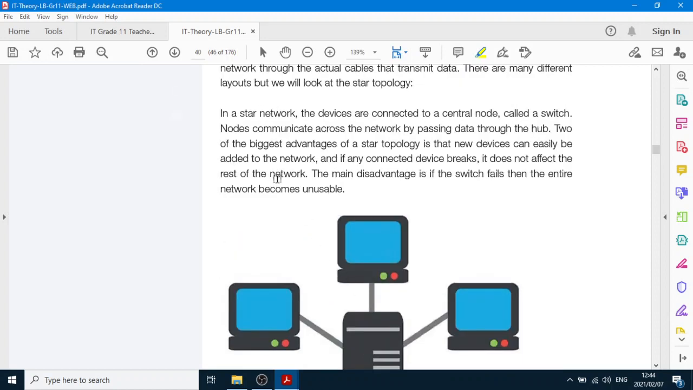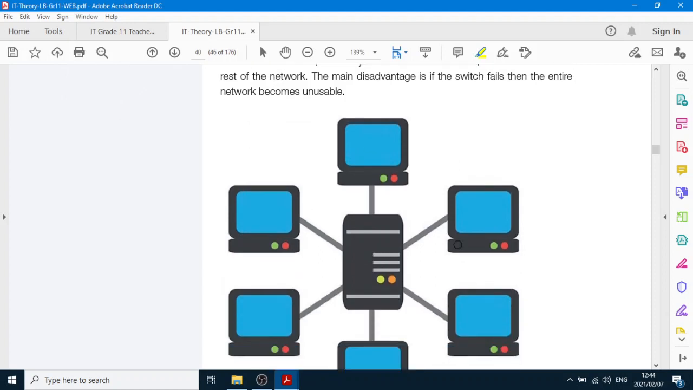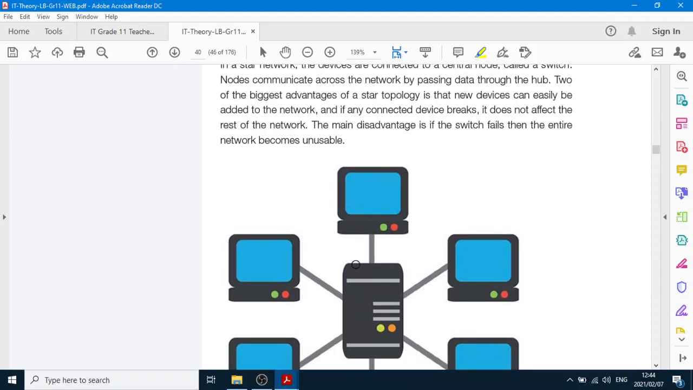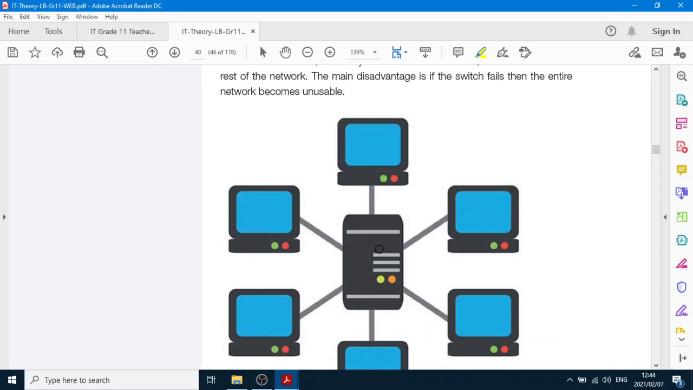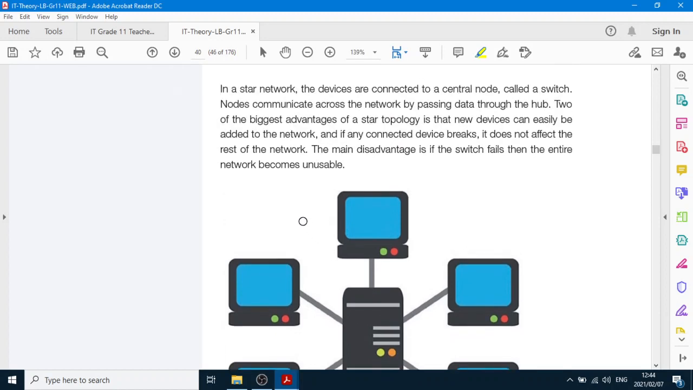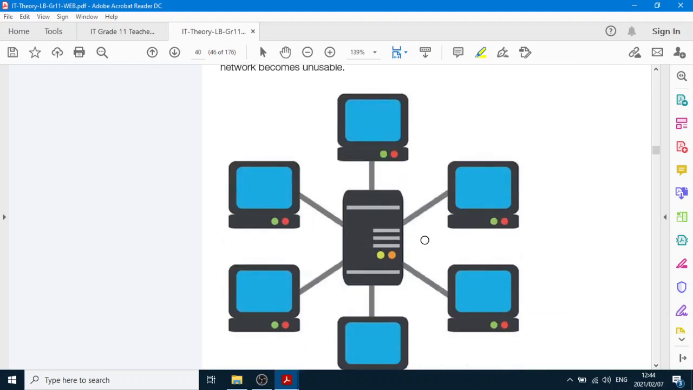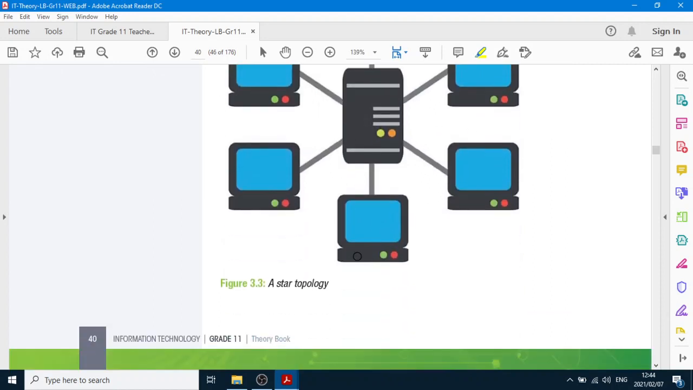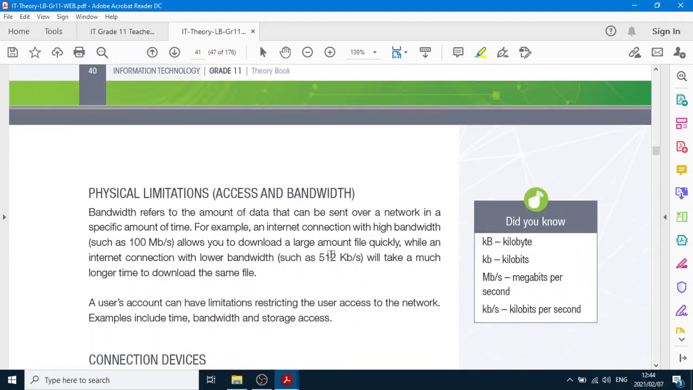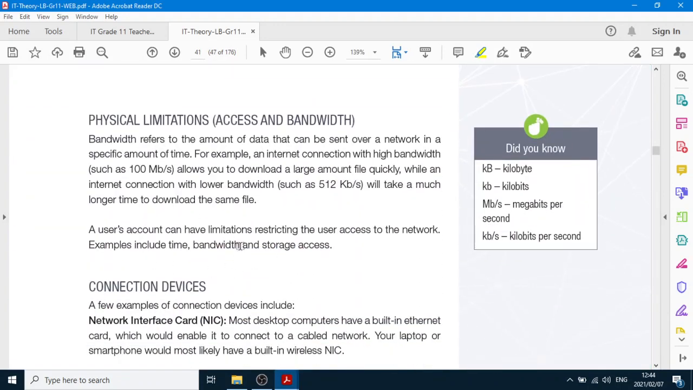And what's good about this one, so you have all the computers connected to one single switch. If one of the devices is down, the network is still fine. But if the switch fails, then the network is unusable, obviously. So you can add computers to the network, but if the switch goes down, then there's a problem. All right. Now, talking about the physical limitations of a network, obviously bandwidth.